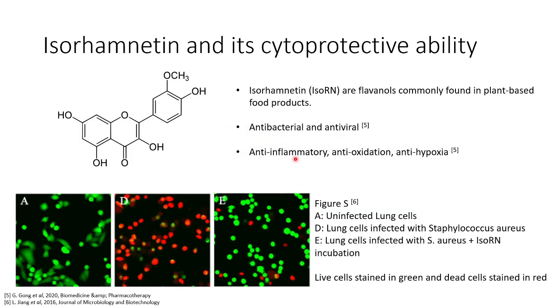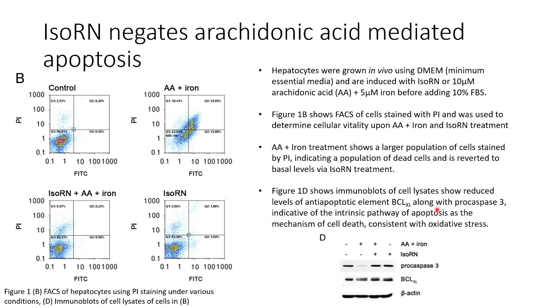So isorhamnetin is a cytoprotective compound which has antibacterial, anti-inflammatory, antioxidative, and anti-hypoxic properties. If we look into the fluorescent micrograph over here, we can see that it has a protective effect against Staphylococcus aureus infection. So one of the first figures is a flow cytometry graph where we can see that the cells were treated with arachidonic acid or isorhamnetin.